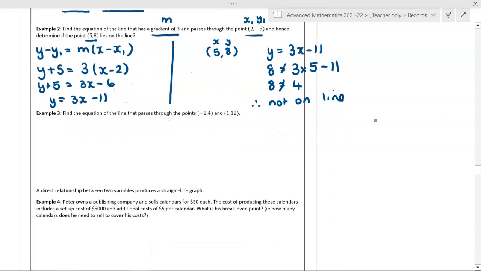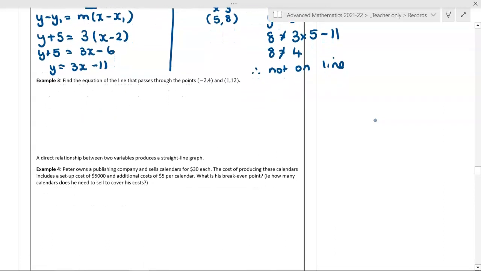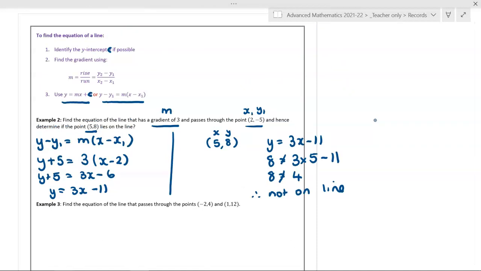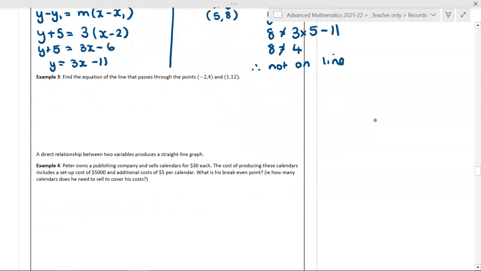In example 3, we're not given the gradient, so we'll need to do that first. And we'll need to, I'll just go back here, use this formula here, y2 minus y1 over x2 minus x1. So it's the difference between the y values divided by the difference between the x values. So x1, y1, I'll just make that the first point. x2, y2, the second point. You can put them in the other order if you like, but just don't trick yourself.